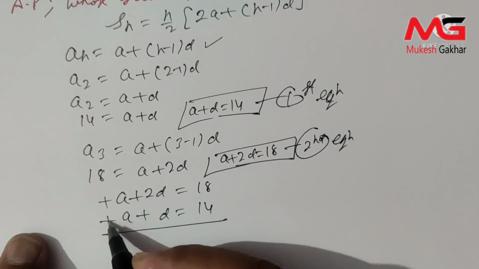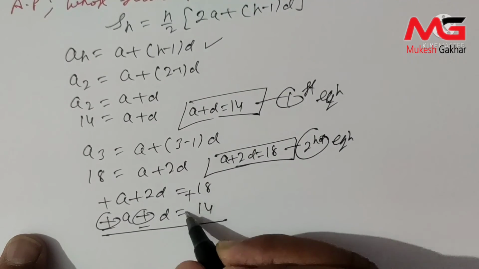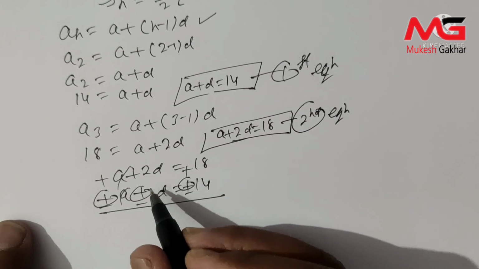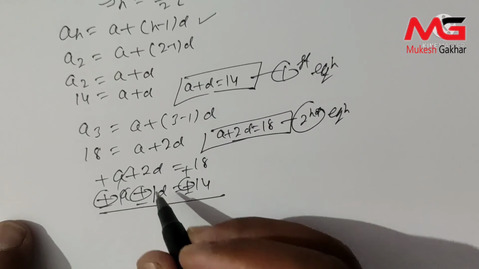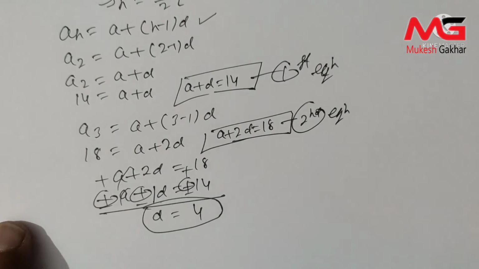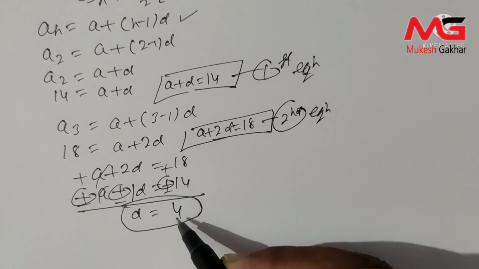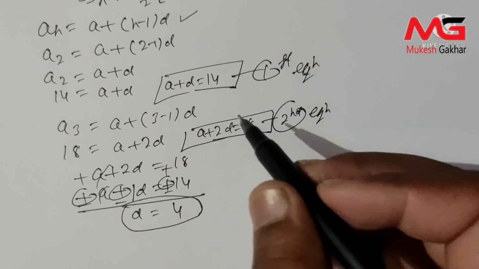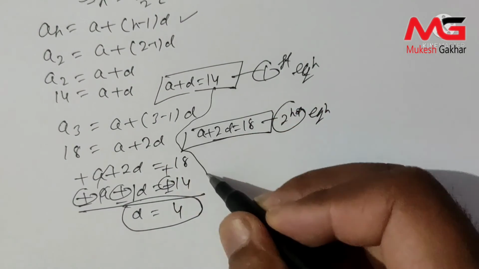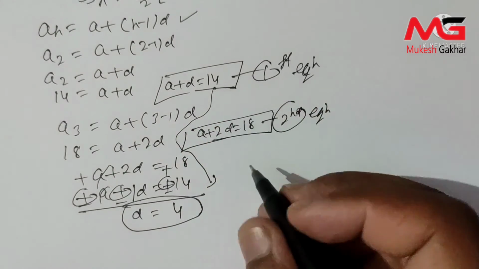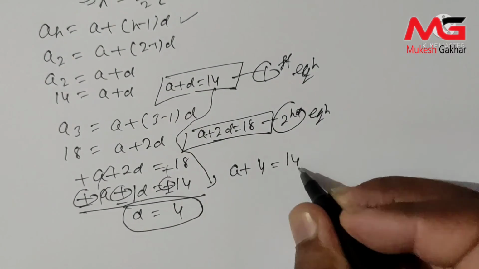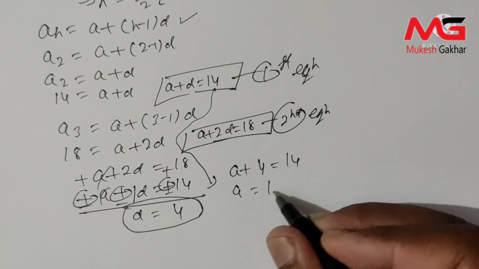Change signs, cut a with a. 2d minus d, we can say 2d minus d or 1d, it is your wish. So it will be d is equal to 4. The value of d is 4. Now you have to put this value in the first equation or second. I am putting this value in the first equation. The first equation is this one, a plus d is equal to 14. So a plus d, the value of d is 4. 14. The value of a will be 14 minus 4, 10.